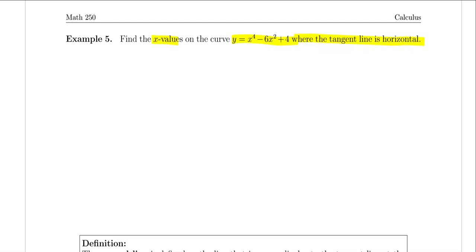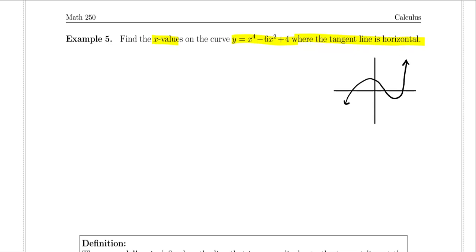Well, let me give you an example of a graph to get the point across. So let's say I give you a graph like this. Now we can spot where we're going to have horizontal tangent lines. I look at a point here, and yes, a tangent line at this point would be horizontal, as well as right here near the bottom. So at those two places, my tangent lines are horizontal.